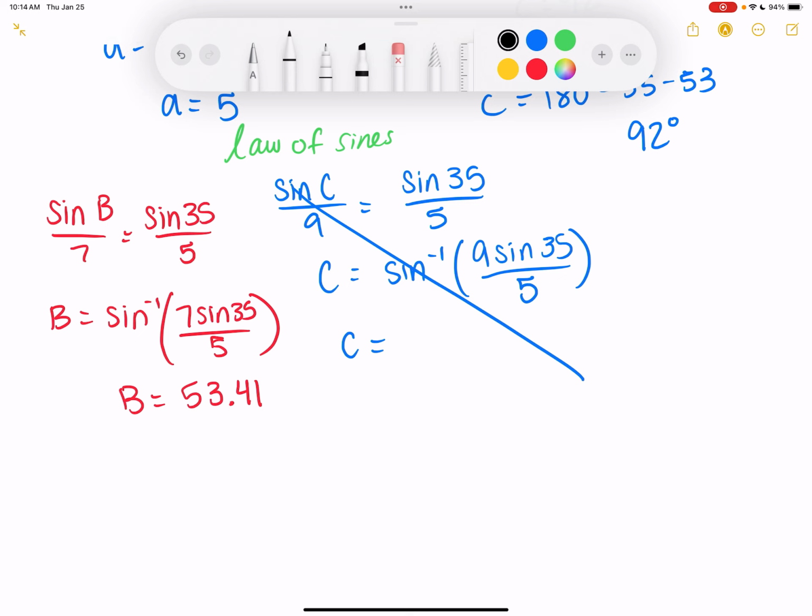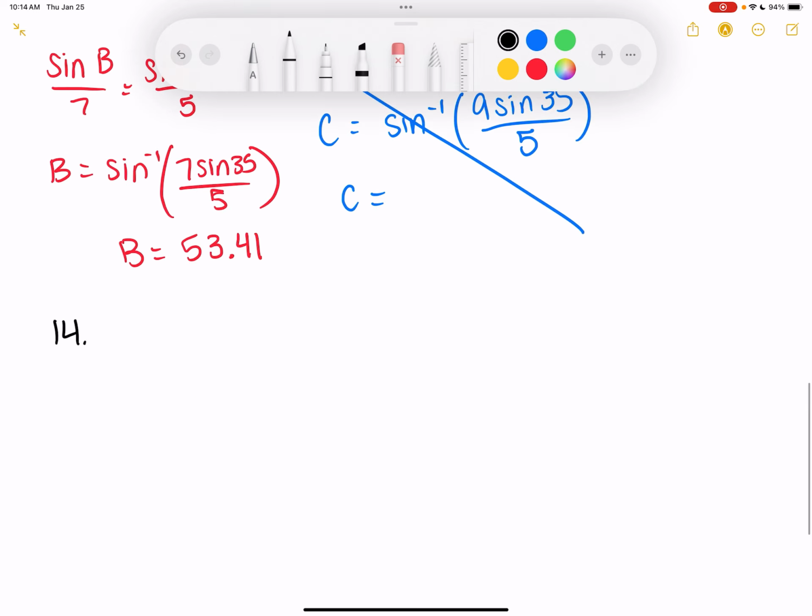All right. I'm going to jump down to the ones where they just give you information now. Number 14. So they tell you side A is 38, side B is 31, and side C is 35. So which situation do I have here? Side, side, side.